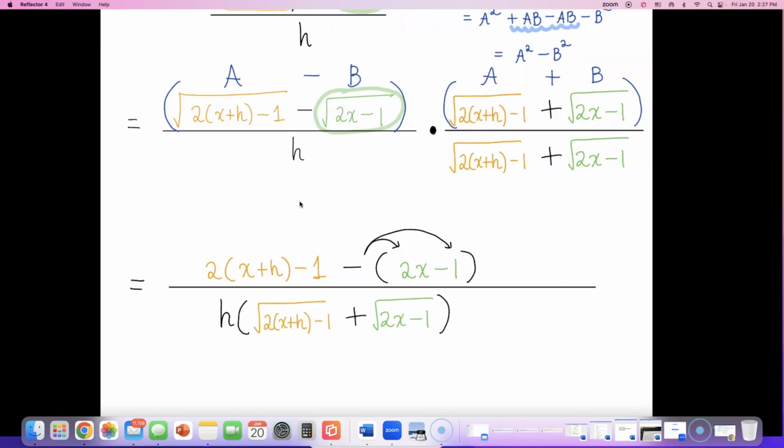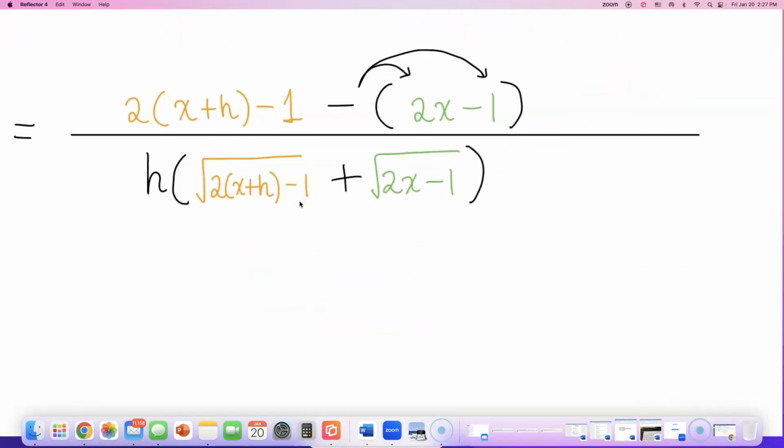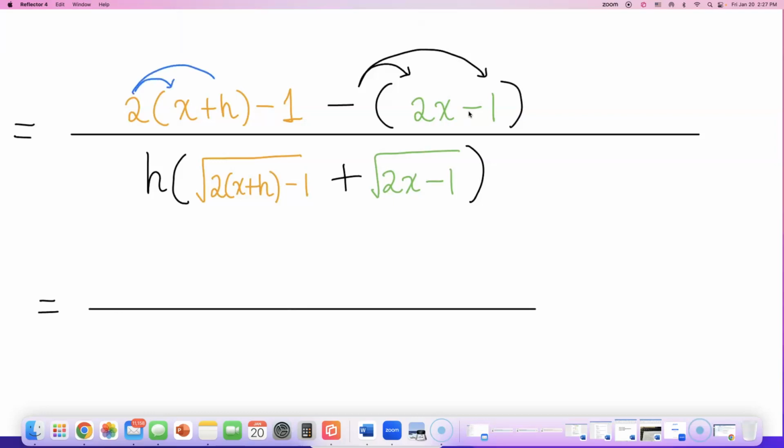Now, let us simplify the numerator a little bit. I will distribute this minus out. How about, while we are at it, let us distribute this 2 too. So that's going to be 2x plus 2h. Bring down this minus 1. And what's this going to be? Minus 2x. But here we do negative times negative. That's going to be positive 1. All over this old denominator.